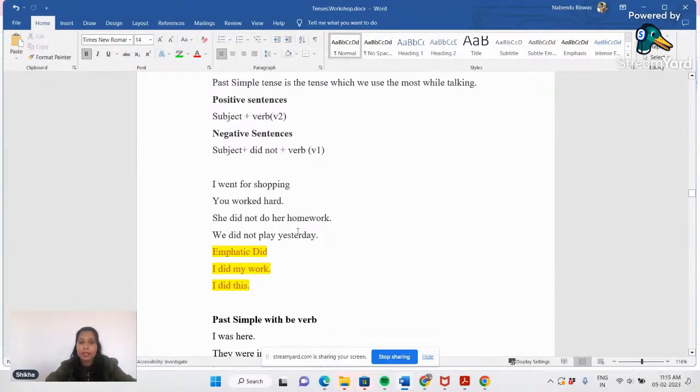Okay, I played, they played, he played. It is quite simple because here we are not changing the form of the verb, whether it is singular or plural. This idea you have to keep in mind when you are framing sentences under simple present tense. But for simple past, it's only the V2 form of the verb, and the verb remains the same for all kinds of subjects.